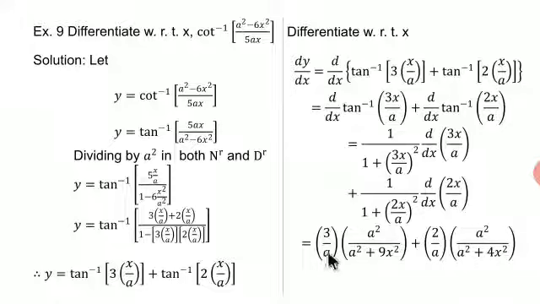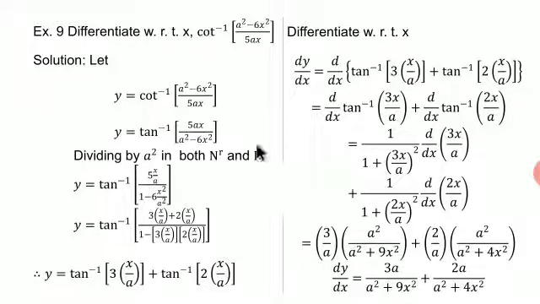Now we observe here one a gets cancelled in the numerator. Again here a in the denominator gets cancelled with one a in the numerator. So we get here dy by dx is equal to 3a upon (a square plus 9x square) plus 2a upon (a square plus 4x square). This is our required derivative for this given function.